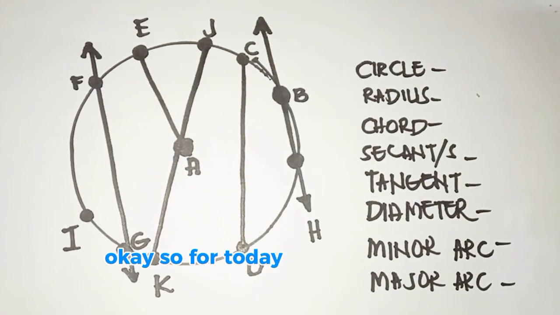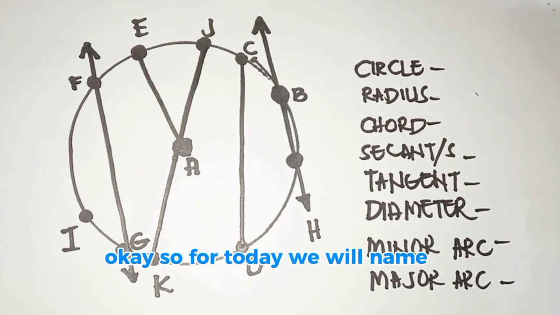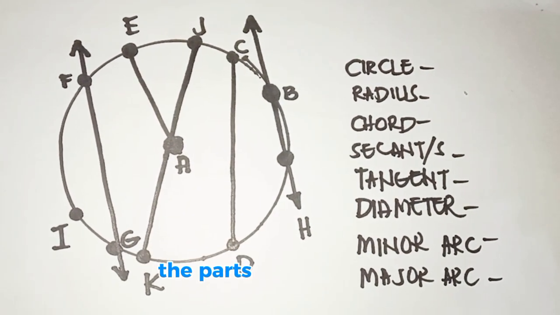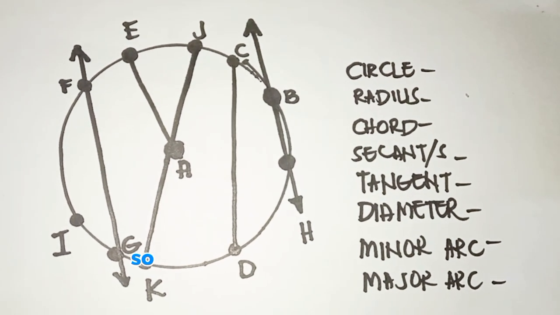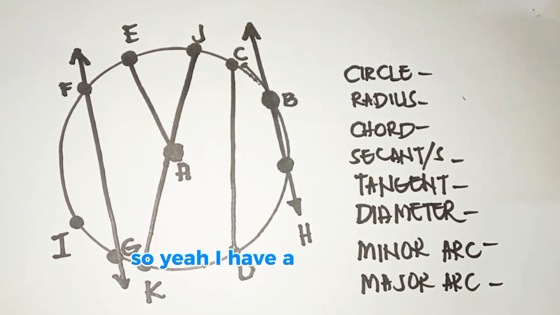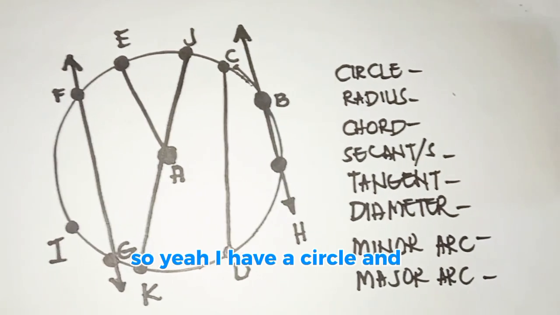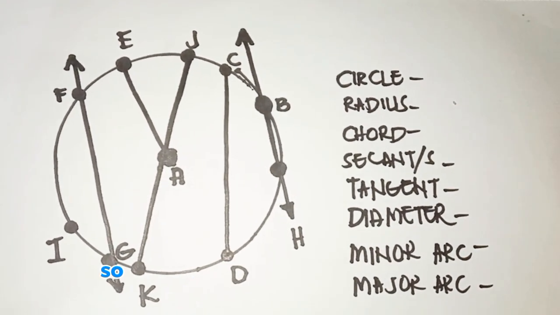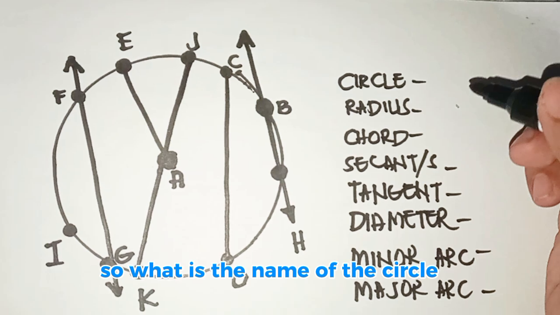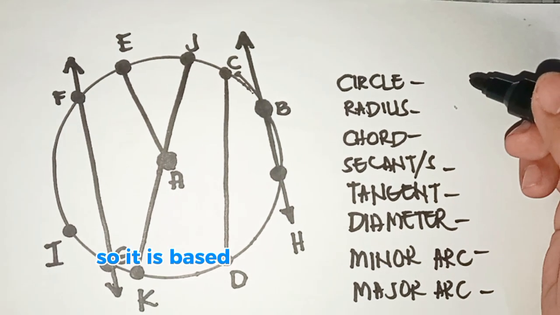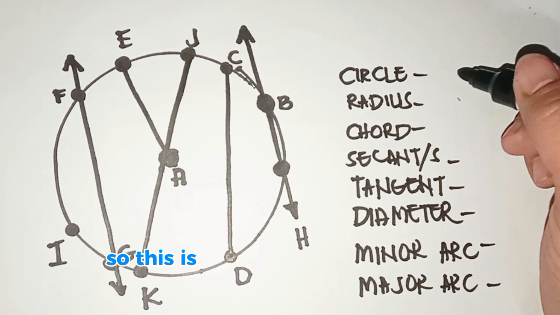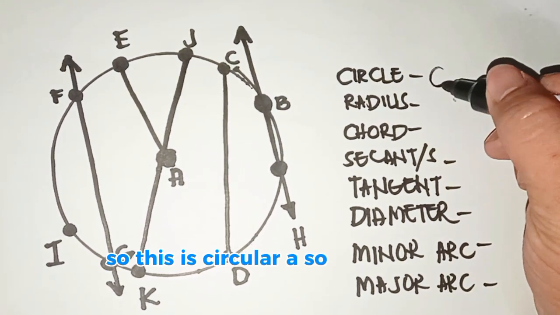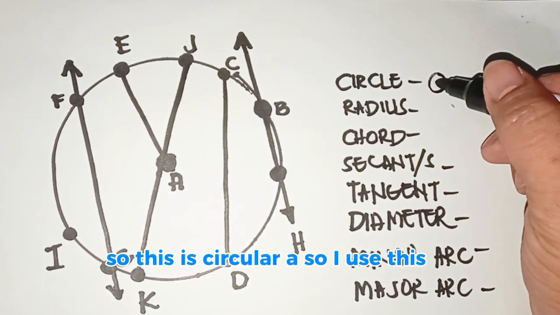Okay, so for today, we will name the parts of the circle. I have a circle, and starting with naming, what is the name of the circle? It is based on the center point of the circle. So, this is circle A. I'll use this symbol.